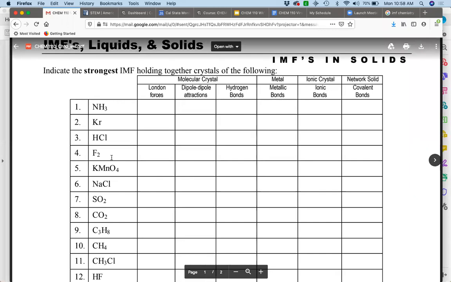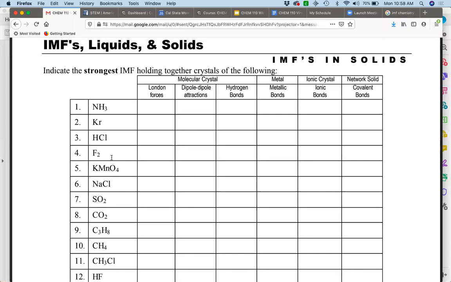What about F2? So this is one that's worth thinking about and talking about, right? For F2, it's got two together, but they're symmetrical, right? So there should not be any dipole-dipole. It would be London forces because the strong dipoles would cancel out. And so in this case, we just have London forces. That would be the strongest that we would see for our diatomic gases like F2 or H2 or Br2. Those are always going to be London forces.